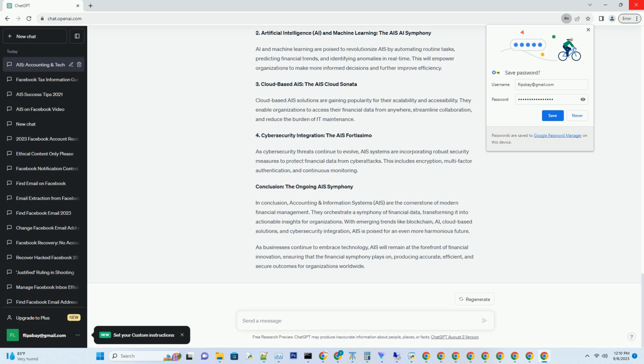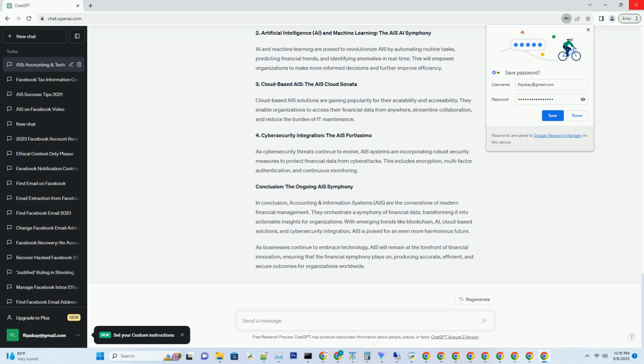1. Transaction Processing, the AIS Prelude. At the heart of AIS is transaction processing, the prelude to the symphony. Every financial interaction within an organization is captured, recorded, and processed through AIS. This includes everything from payroll transactions to customer sales and vendor invoices. Thanks to AIS, these transactions are handled swiftly and accurately, reducing the likelihood of errors and fraud.